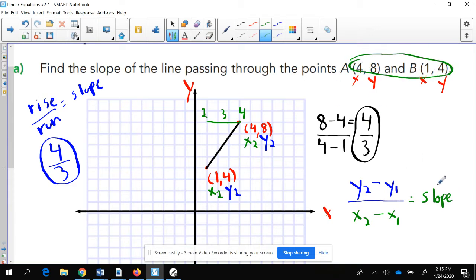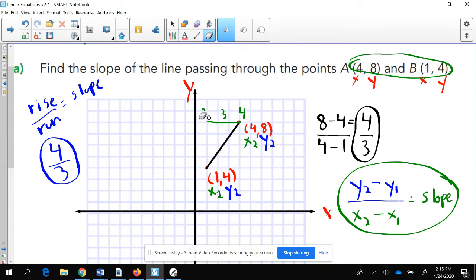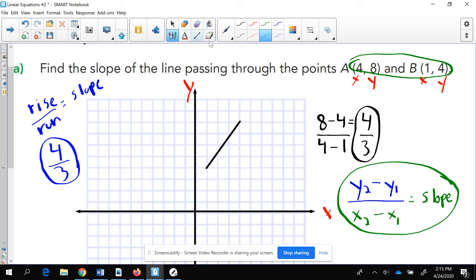And some of you, if you figured that out, I could have just told you the formula and we can move on, but I would rather you understand that the reason we have that is because when you plug in these numbers and subtract, that will always give you the slope. So this is the big formula that you have to learn. You have to memorize this one. It's y2 minus y1 over x2 minus x1.